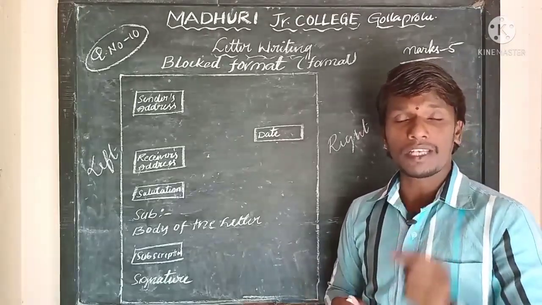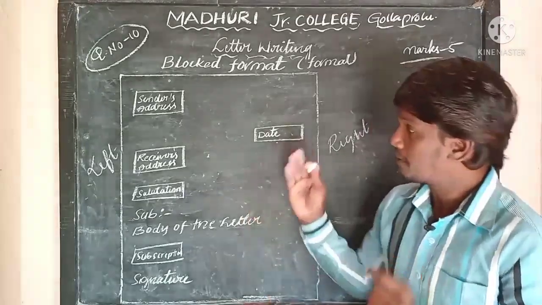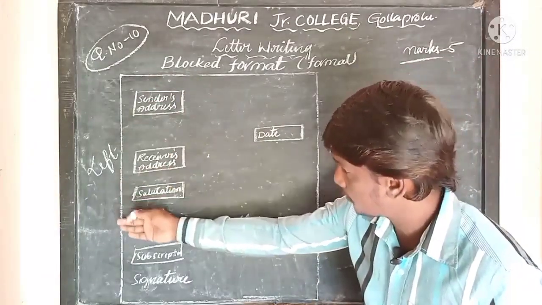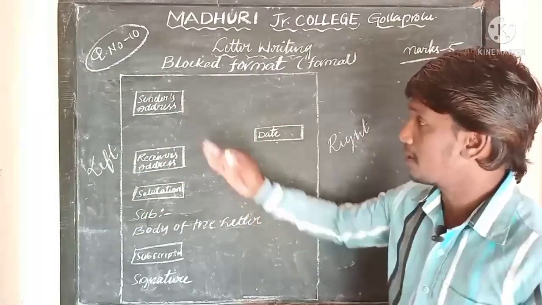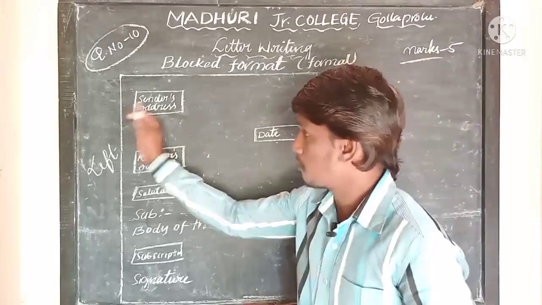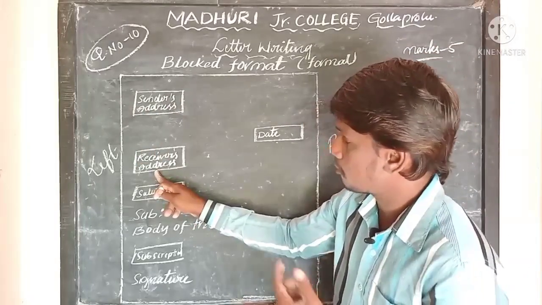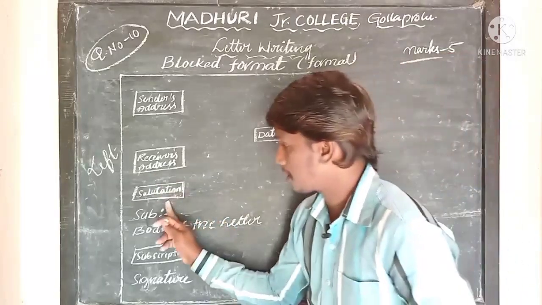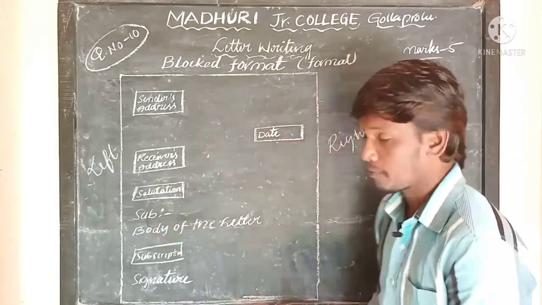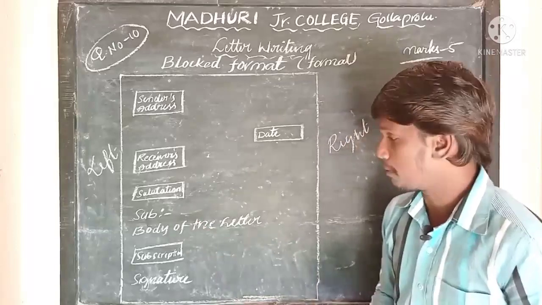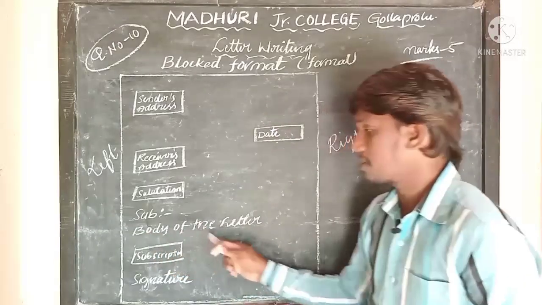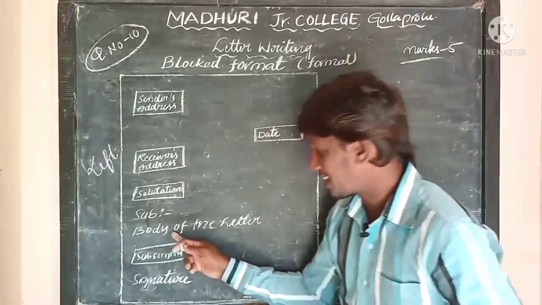In blocked format, everything is written from the left margin. So here, see, I have written the sender's address from the left margin, and again the receiver's address from the left margin, and the salutation is also from the left margin, the subject is also from the left margin, and the body of the letter is also started directly from the left margin.